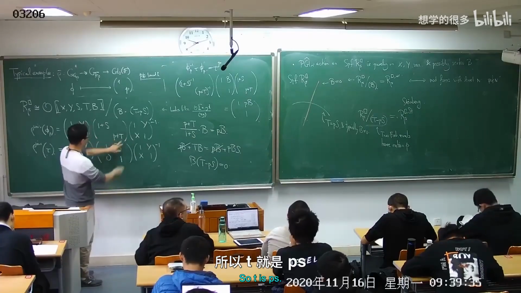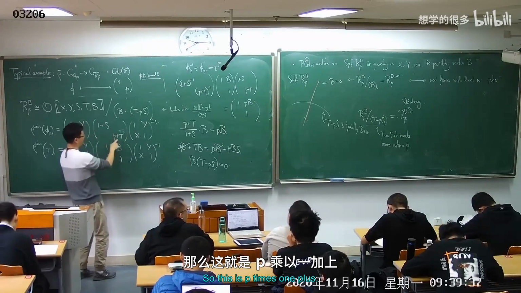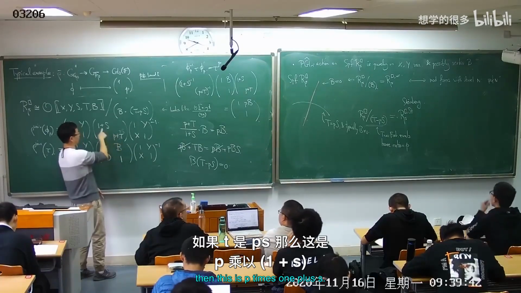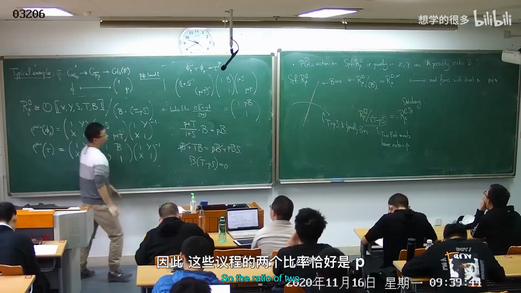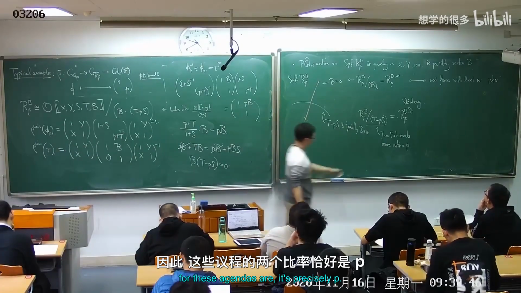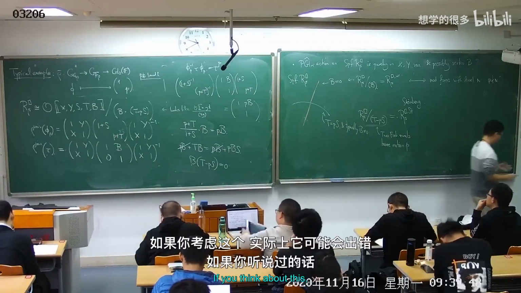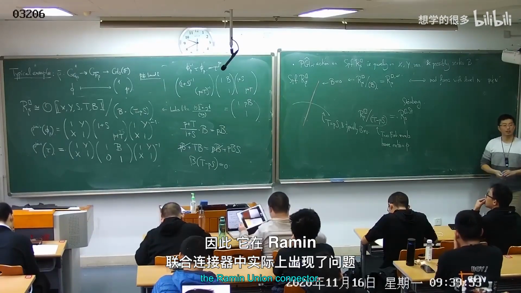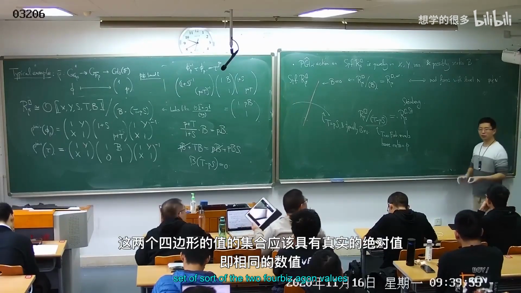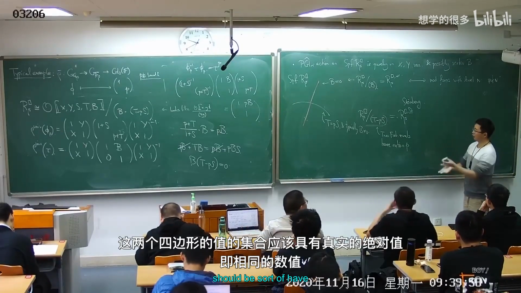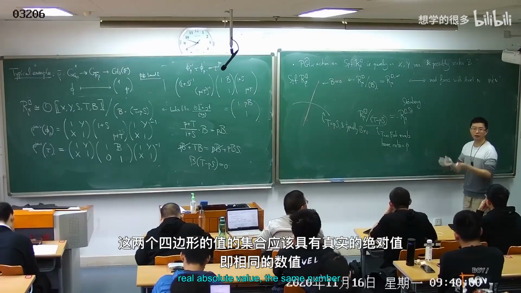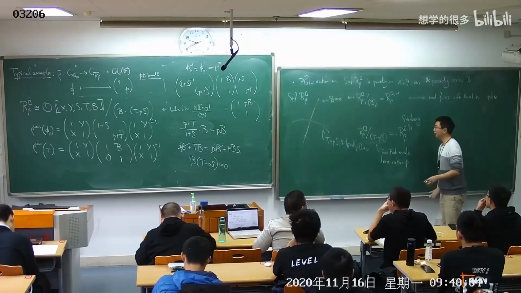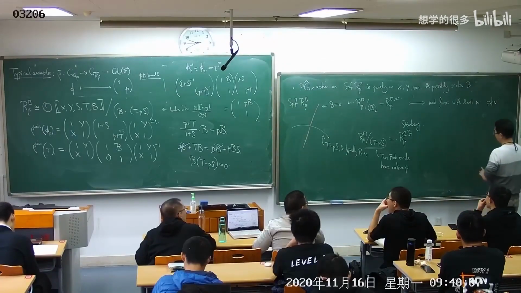So if you replace T by PS, this is P times 1 plus S. So the ratio of two forbidden eigenvalues is precisely P. If you have heard of this, this actually breaks the Ramanujan conjecture. The Ramanujan conjecture says that the two forbidden eigenvalues should have the same real absolute value. But now the ratio is precisely P. This breaks it, so this is something special.